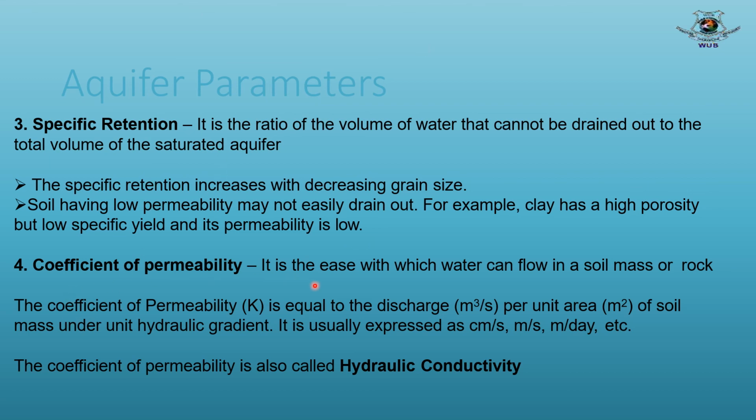Coefficient of permeability. It is the ease with which water can flow in a soil mass or a rock. The coefficient of permeability can be defined as the quantity of water that will flow through a unit cross-sectional area of the aquifer in unit time under a hydraulic gradient of unity at a specific temperature, usually 60 degrees Fahrenheit. Simply, it is equal to the discharge per unit area of soil mass under a unit hydraulic gradient. It is usually expressed in centimeter per second, meter per second, meter per day, etc. The coefficient of permeability is also called hydraulic conductivity.